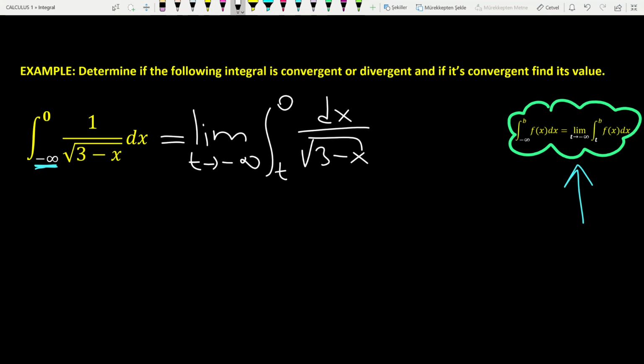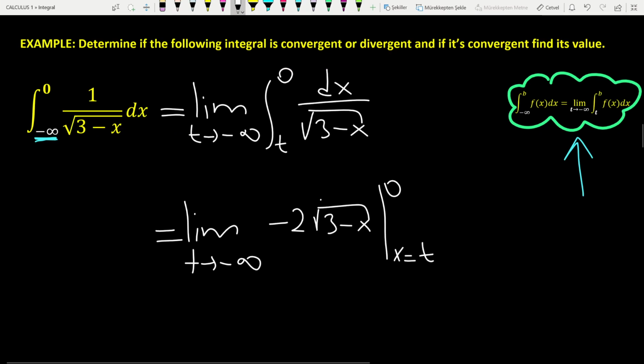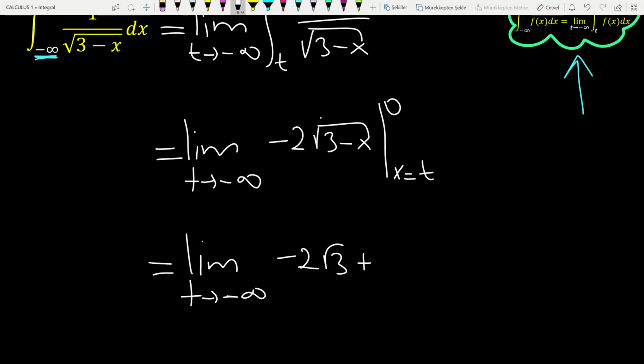So we can continue. What is the antiderivative of this function? Using the substitution rule, you can easily find the antiderivative. Limit t tends to minus infinity. The antiderivative is minus 2 square root of 3 minus x, and x is from t to 0. If you use the boundaries of integration, you have limit t tends to minus infinity, minus 2 square root 3 plus 2 square root of 3 minus t.